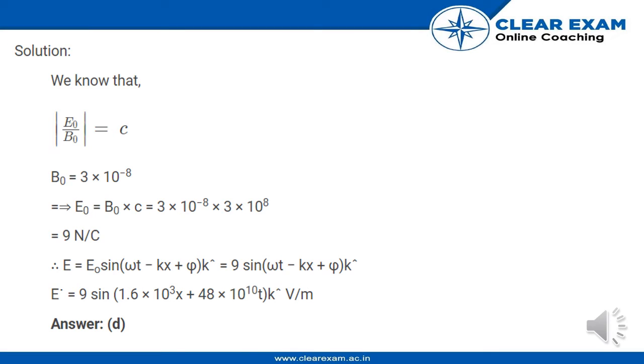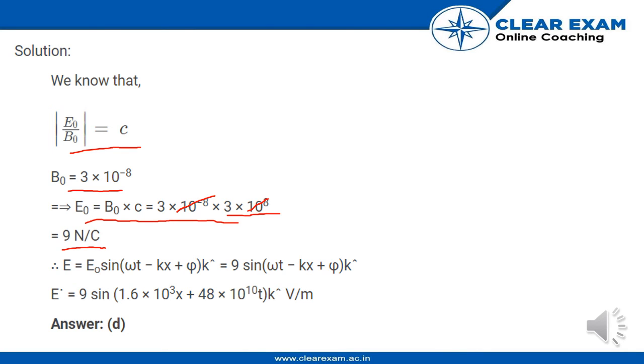Now its solution. We know that E naught upon B naught is C, and B naught is 3 into 10 to the power minus 8, which is given in the question. So E naught will be 3 into 10 to the power minus 8 into 3 into 10 to the power 8. This and this will get cut. So E naught will be 9.